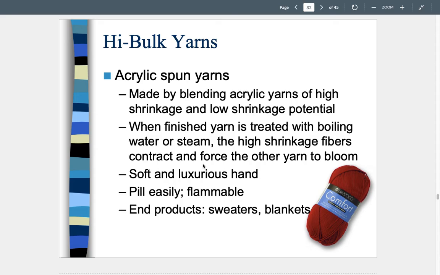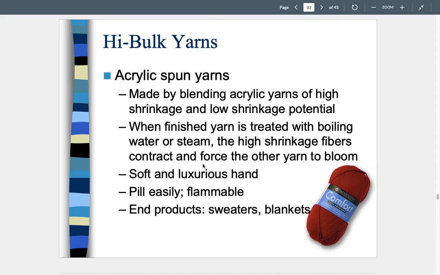Acrylic spun yarns are very commonly found at the fabric store. They're very commonly used for scarves and beanies and mittens and sweaters, and it's a very common yarn to use to hand knit. Made by blending acrylic yarns of high shrinkage and low shrinkage potential, when finished, the yarn is treated with boiling or steam. It's a boiling process or steaming process. The high shrinkage fibers contract and they force the other yarns to bloom.